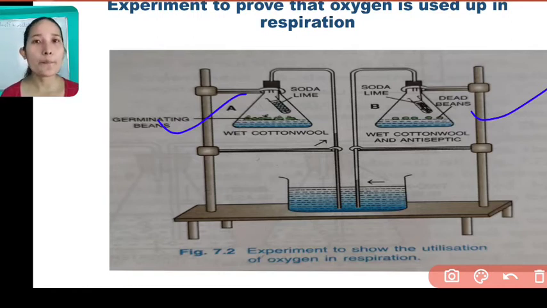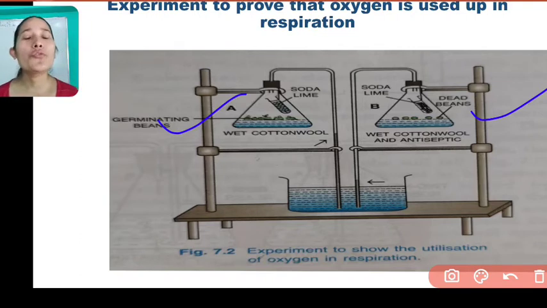But setup B is a control, so you have dead beans. Compare dead beans to any non-living thing. Will a non-living thing carry out respiration? No. Similarly, your dead beans will also not be carrying out respiration. So in setup B, whatever oxygen was present inside the conical flask will remain as it is. But in setup A, your oxygen would be used up by the germinating beans in order to carry out respiration.